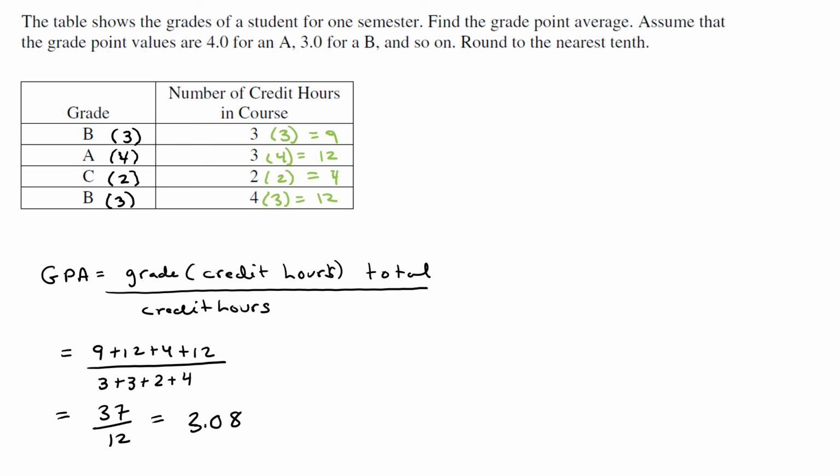And finally here it says round to the nearest tenth. So if I wanted to round 3.08 to the nearest tenth, that 8 is in the hundredths place, so we look at that, that's going to round up, so we've got a 3.1 GPA.